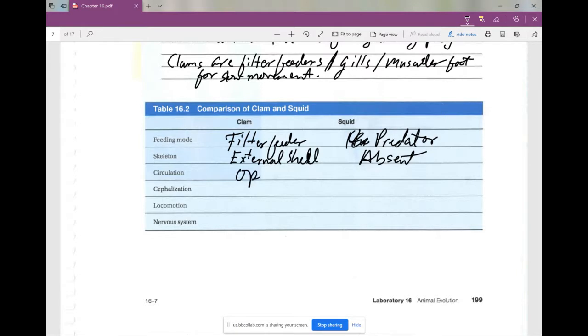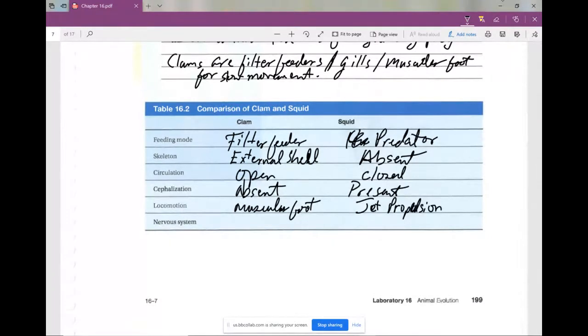Circulation. Open. Closed. Cephalization. Absent. I've never seen a clam with a head. Squid. Present. Advanced. Locomotion. Muscular foot. For the squid, jet propulsion. Propulsion with the siphon.